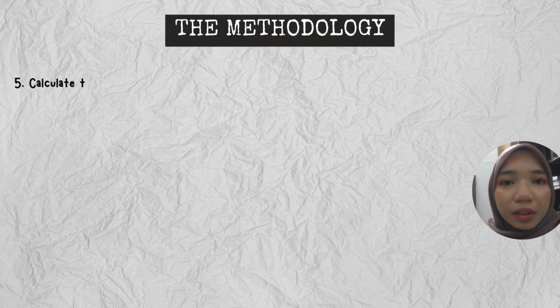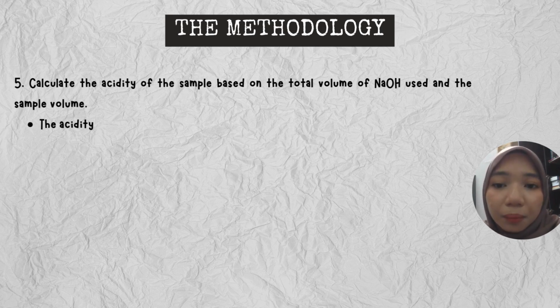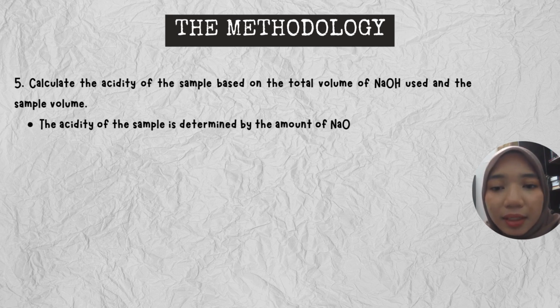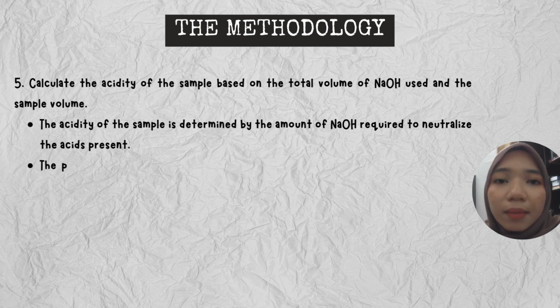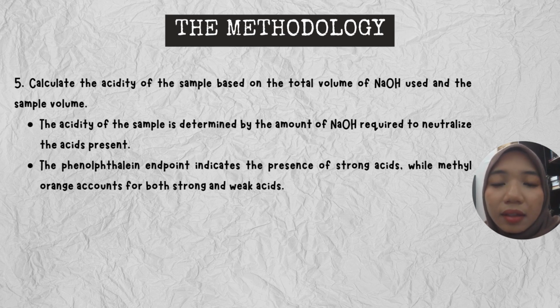The last procedure is to calculate the acidity of the sample based on the total volume of sodium hydroxide used and the sample volume. The conclusion we can take from this experiment is that the acidity of the sample is determined by the amount of sodium hydroxide used to neutralize the acids present. The phenolphthalein endpoint indicates the presence of strong acids, while methyl orange accounts for both strong and weak acids.